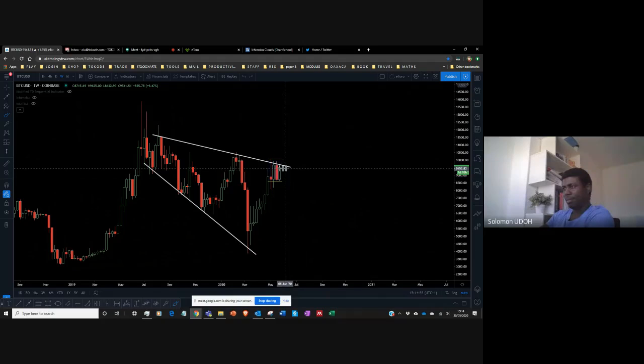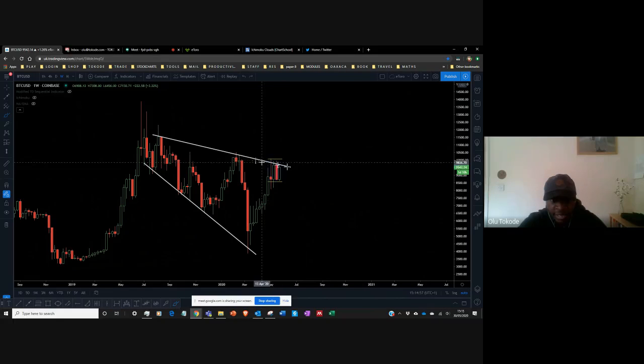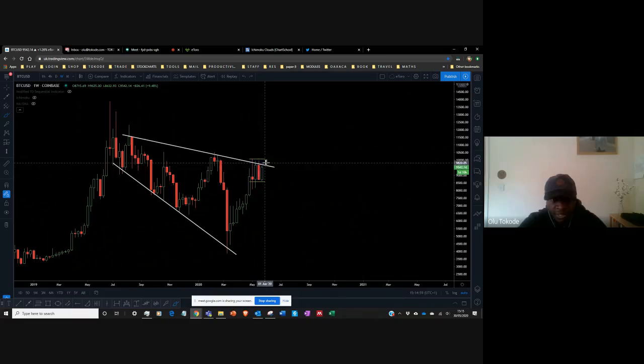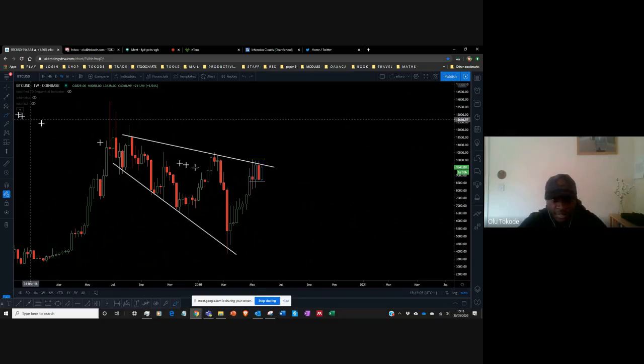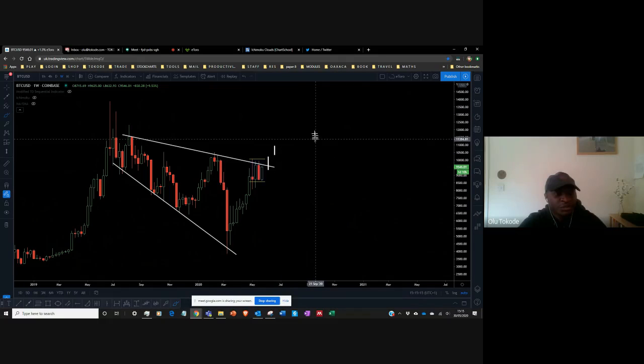A close above this white line could be the sign of a breakout. When you get a close above like that, that's the breakout. And then when you have a close above the close of that breakout, that's the confirmation. Then you want to go long. So that's the weekly chart.